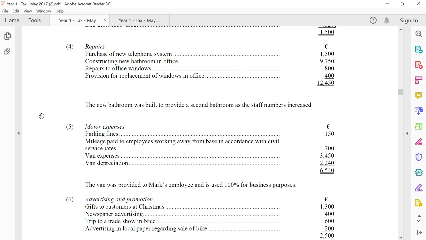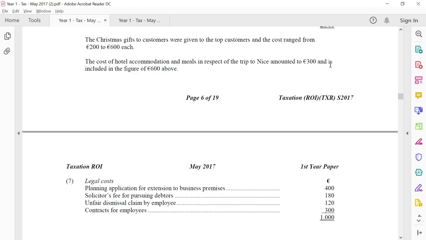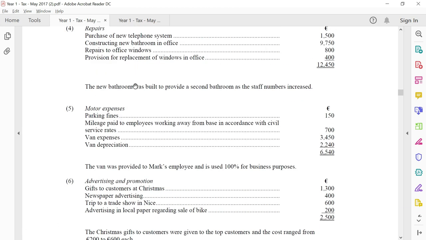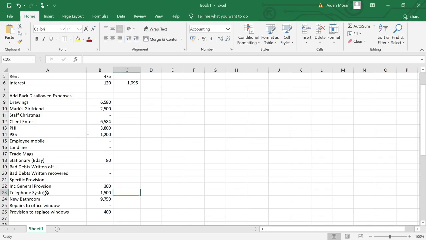So what I'm adding back is the purchase of the new telephone, the construction of a new bathroom, and the provision. All added back. My repairs, I have no issue with. I see a note: the new bathroom was built to provide a second bathroom for staff members. Okay, I noted that it was for business purposes, but it's capital expenditure. It is going to be added back. So there's my telephone system, capital; new bathroom, capital; repairs are fine; and provision added back.